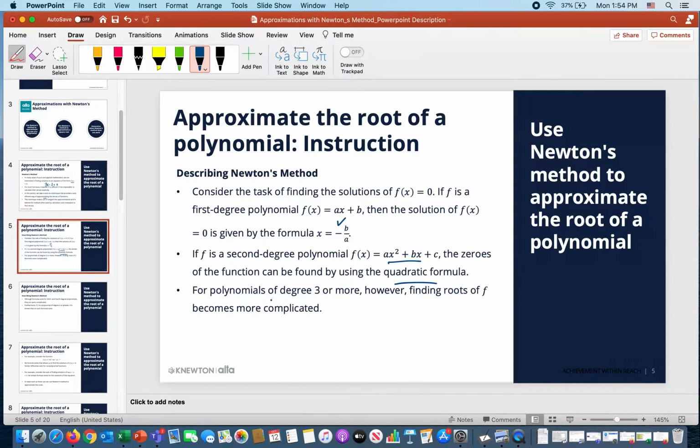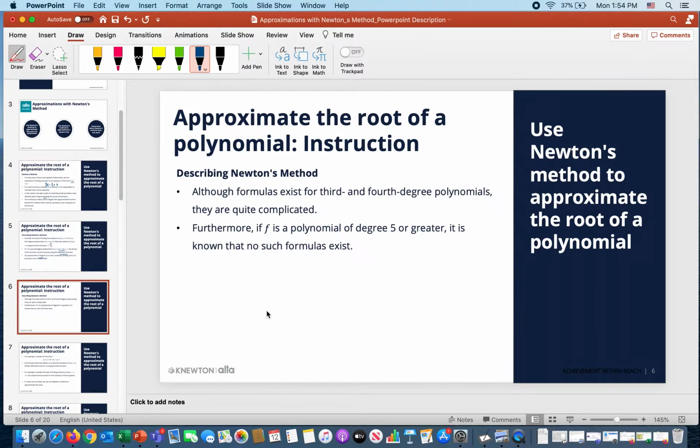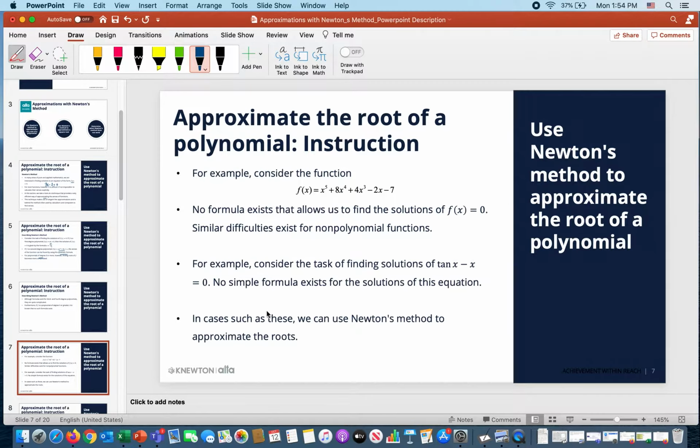But when we get into polynomials where we have degree 3 or higher, it gets really tricky. Take a look at this one: x to the 5th plus 8x to the 4th. That's a problem that not many people want to solve.